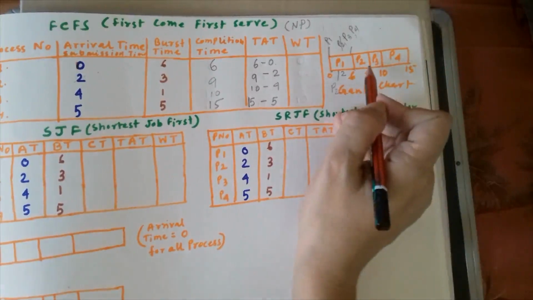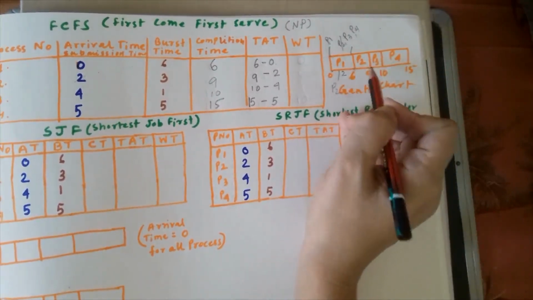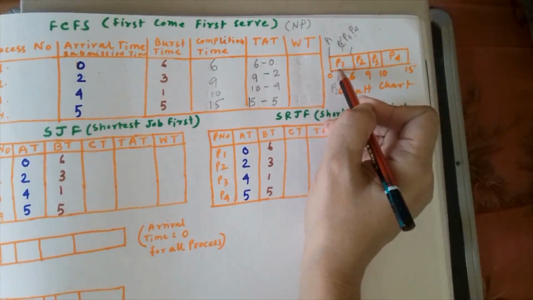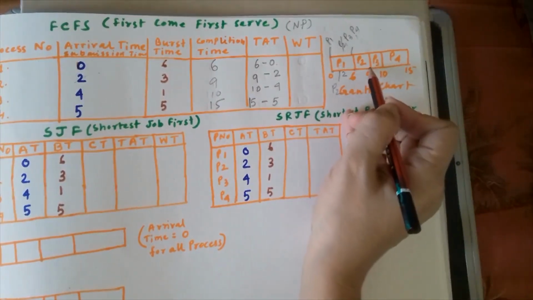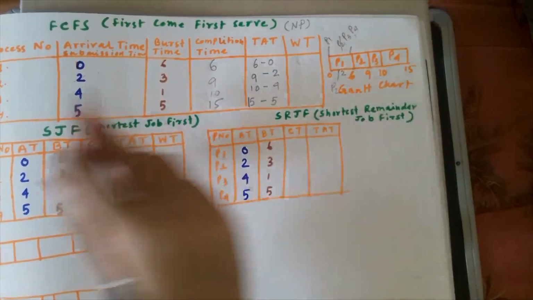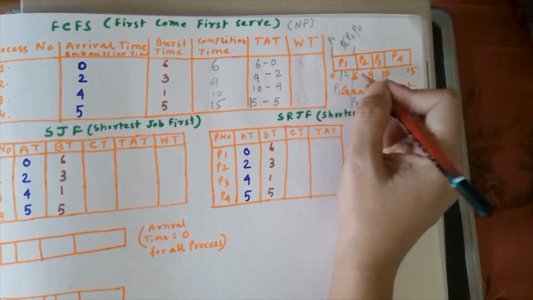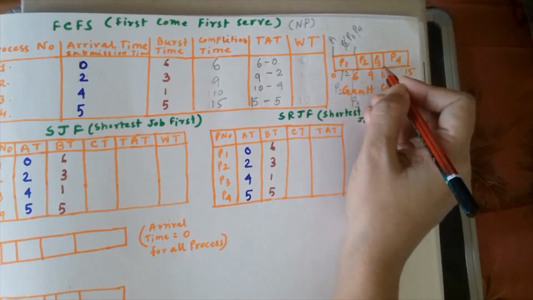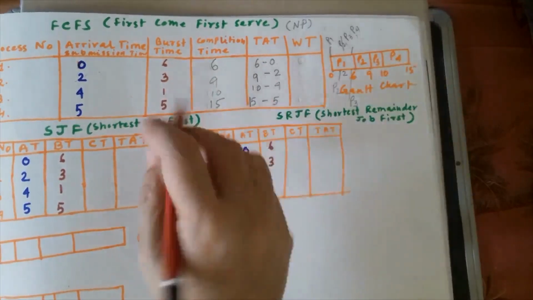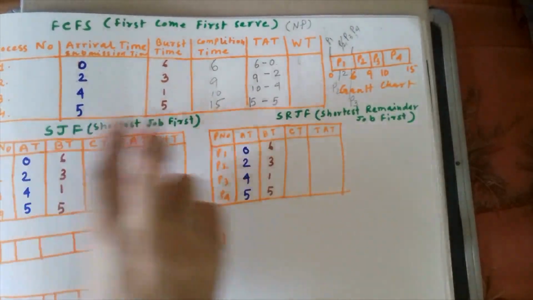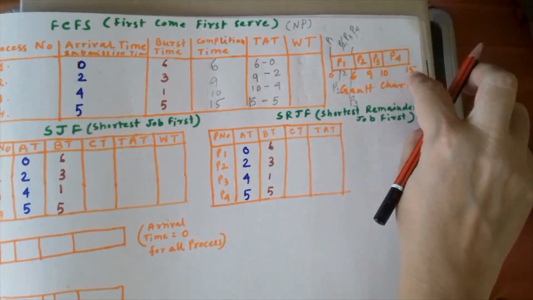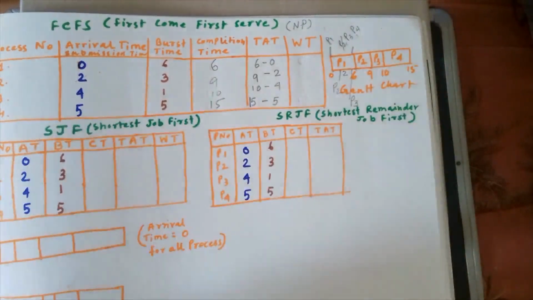Sorry, I am not telling waiting. So P2 has started here and P2 has completed here. So when it was submitted at 2 and completed at 9, it is 9 minus 2. Similarly P3, it entered somewhere here, and from here it has executed up to here. So 10 minus 4. Similarly for P4, it completed at 15, and it entered at the 5th instance of time. So 15 minus 5. So that is your turnaround time.